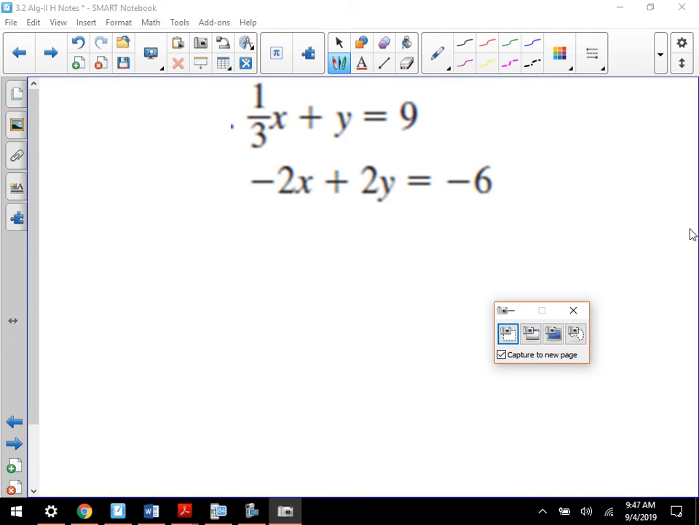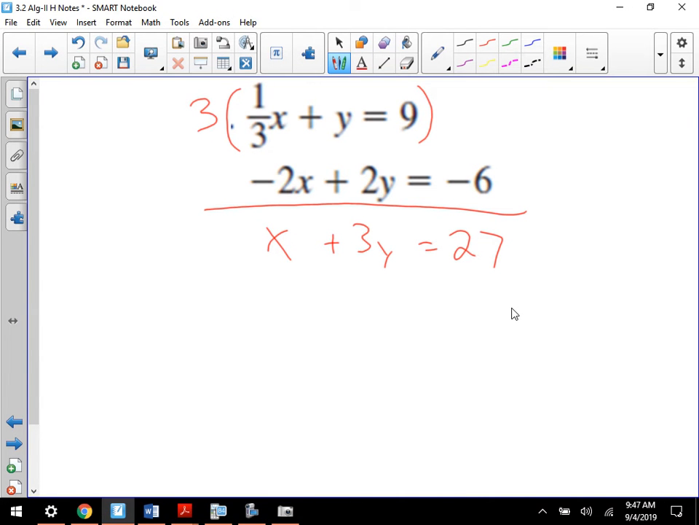If I multiply that top equation by 3, I get rid of the fraction, don't we? So if I do that first, I get x plus 3y equals 27. Now, what would I multiply the second equation by? Yes, sir. What would I multiply the second equation by to turn it into just a negative x?